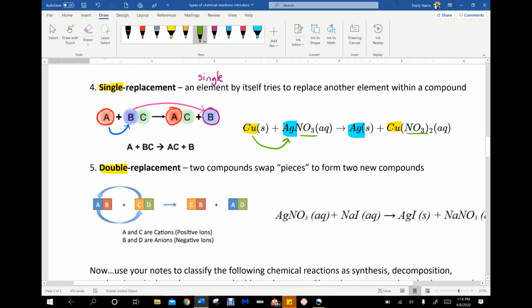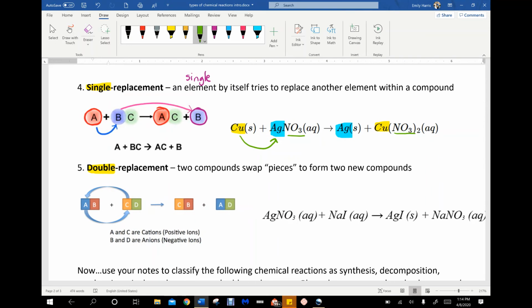Now in double replacement, the key here is that you're going to have two compounds swapping two of their parts, all right? So what will happen is you'll have ionic compounds specifically, and so the first parts of your compounds will be cations that are positively charged, and the second half of your compounds will be anions, which are negatively charged. And as we see in the diagram, those pieces will swap to make two brand new compounds.